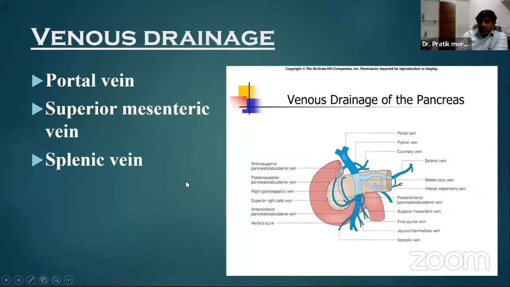The largest tributary of the splenic vein is the inferior mesenteric vein. All these veins, the gastroepiploic vein, the anterior pancreaticoduodenal vein, the posterior pancreaticoduodenal vein, ultimately drain into either the superior mesenteric or the splenic vein, and both of these unite to form the portal vein. What you have to understand is the importance of venous drainage here: all major venous drainage goes to the portal system. That is most important.